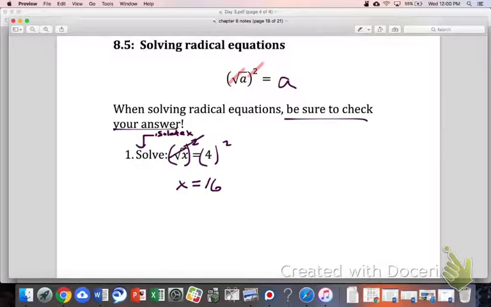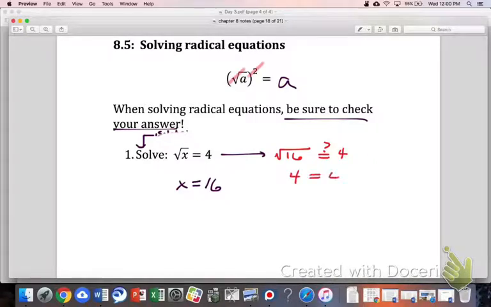So I'm going to take the original equation back right here, square root of x equals 4, and I'm going to check this by plugging in my answer. So it's going to be square root of 16 possibly equals 4. The square root of 16 is 4. 4 does equal 4, so I would say it checks, and 16 is actually a solution to this equation.